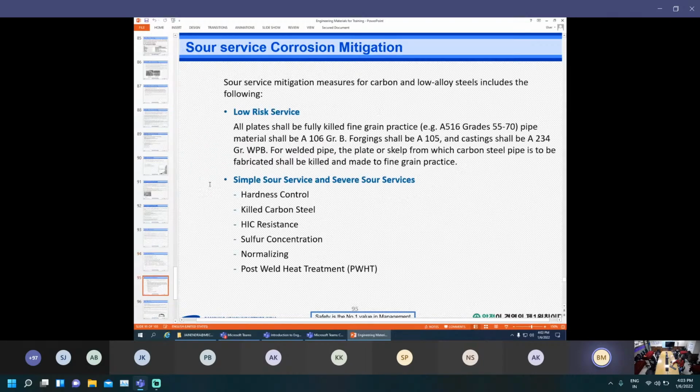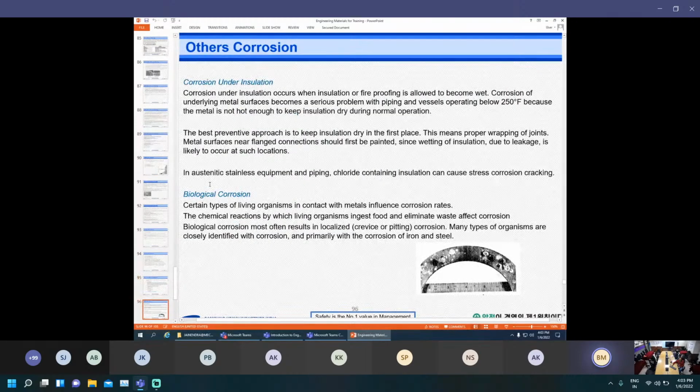Sour service corrosion mitigation. How are we going to mitigate the corrosion? First is hardness control. You have to control the hardness, which means you are making it a more brittleness-free material. Use killed carbon steel, which means oxygen is removed, fully killed carbon steel. Use HIC resistant, hydrogen induced cracking resistant material. Reduce the sulfur concentration. Make the material normalized and do post-weld heat treatment. So these are the simple sour service requirements.